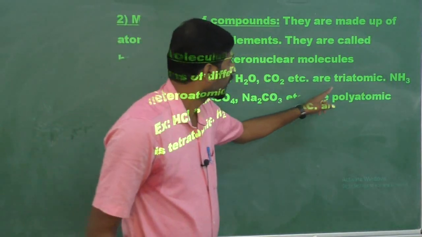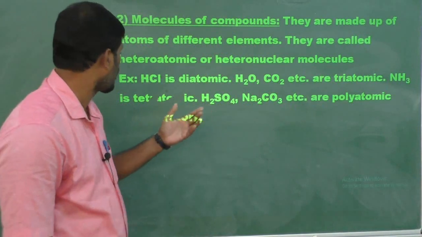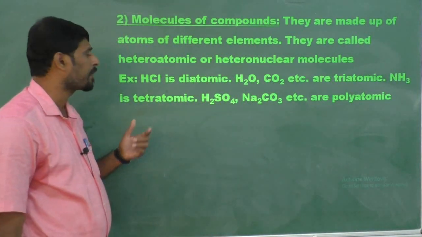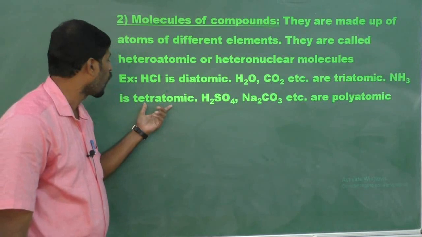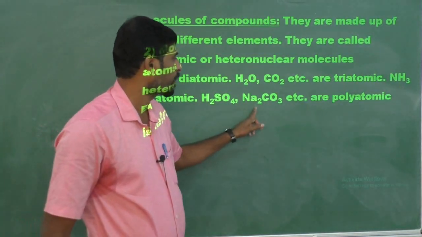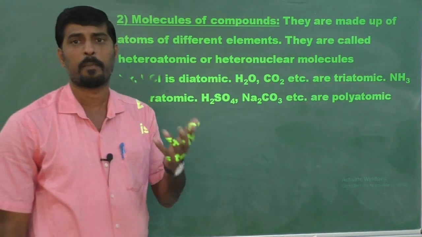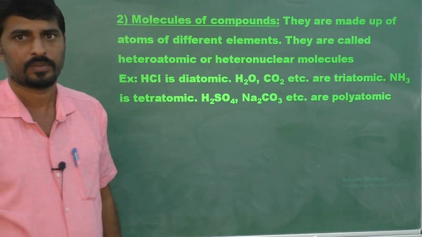Next, ammonia is tetratomic, meaning four atoms are combined with one another. And sulfuric acid, sodium carbonate, etc. are polyatomic. Many atoms are combined with one another.